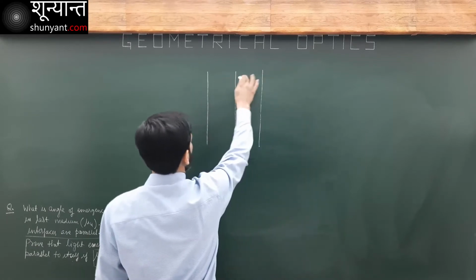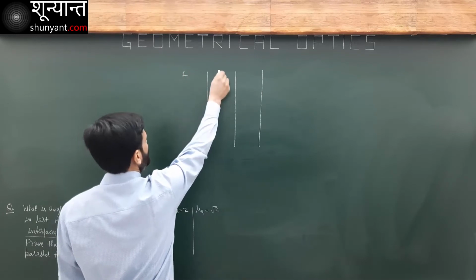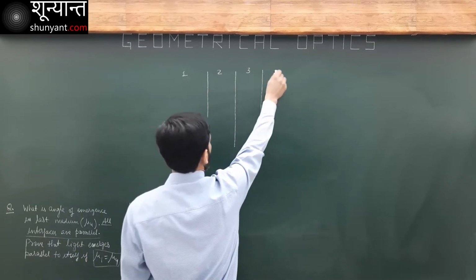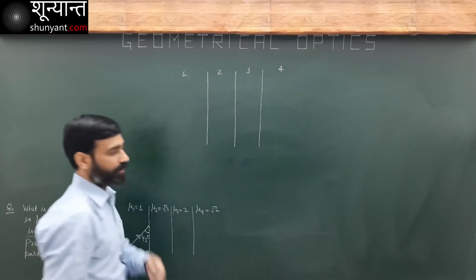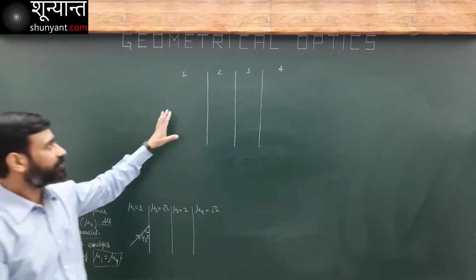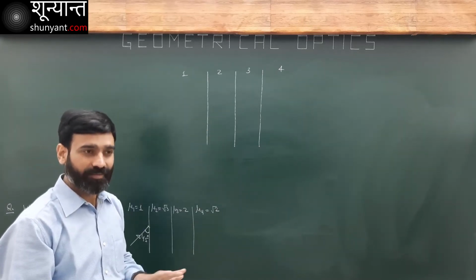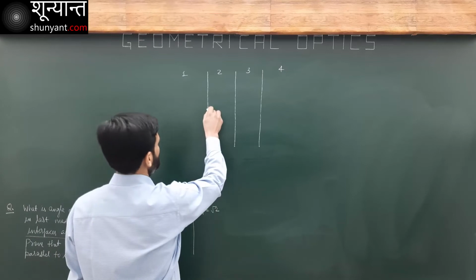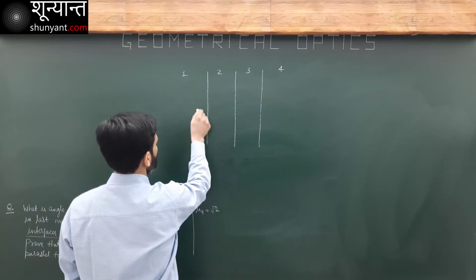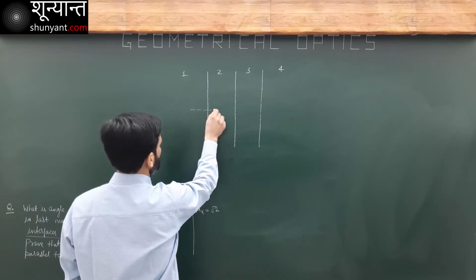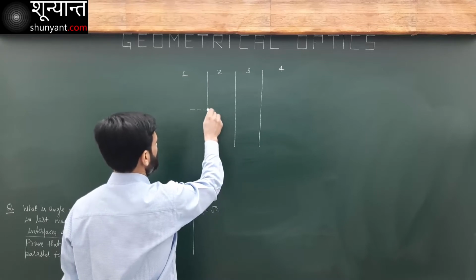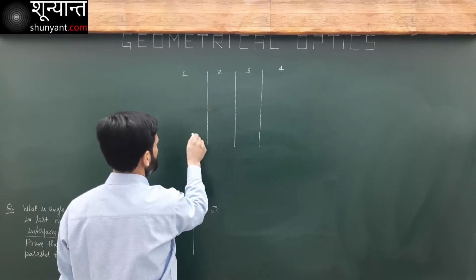Okay, so 1, 2, 3, 4. Let's say this is medium 1, this is medium 2, this is 3, this is 4. All of them are parallel mediums. All of them are parallel. Let's say that light enters at this point here.